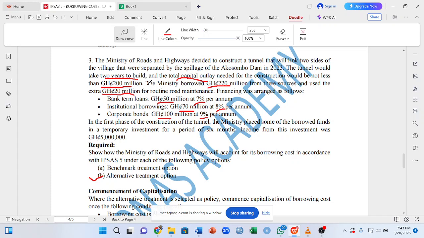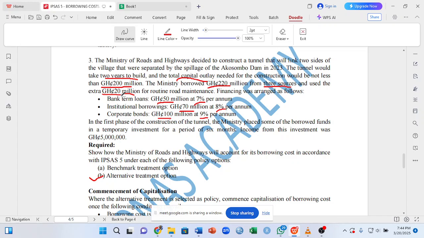And then they went on to say that you borrowed 220 million, meaning in excess of the 200 million qualifying asset amount, and the amount was from three sources. And you used the extra 20 million for the routine road maintenance. So all the amounts you have here are general borrowing. But bear in mind that the general borrowing is only a portion that relates to the qualifying asset. Not all of it relates to it. Which portion relates to the qualifying asset? It is just the 200 million. The extra 20 million is for a normal expense, a maintenance expense, so that does not relate to the qualifying asset.